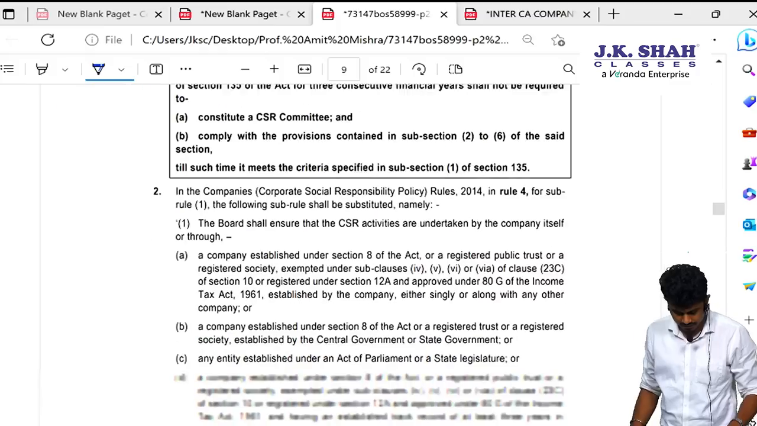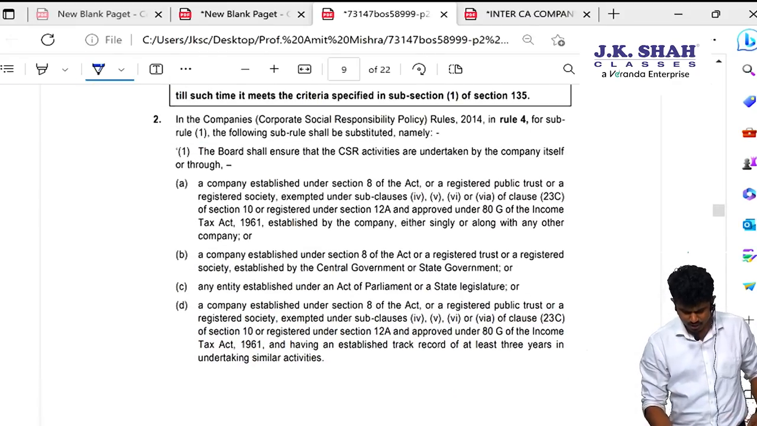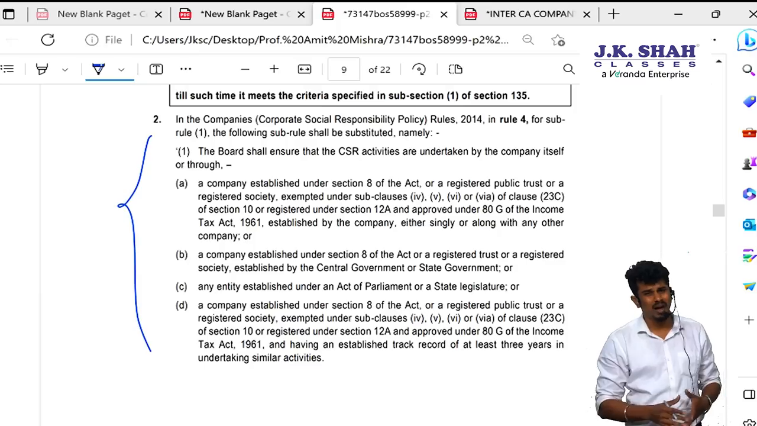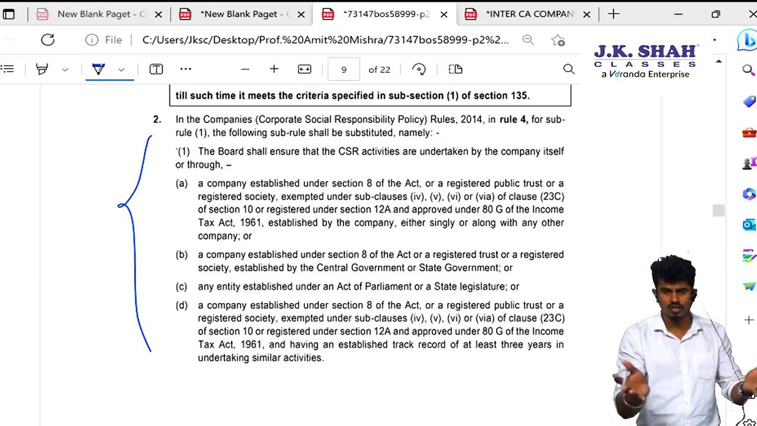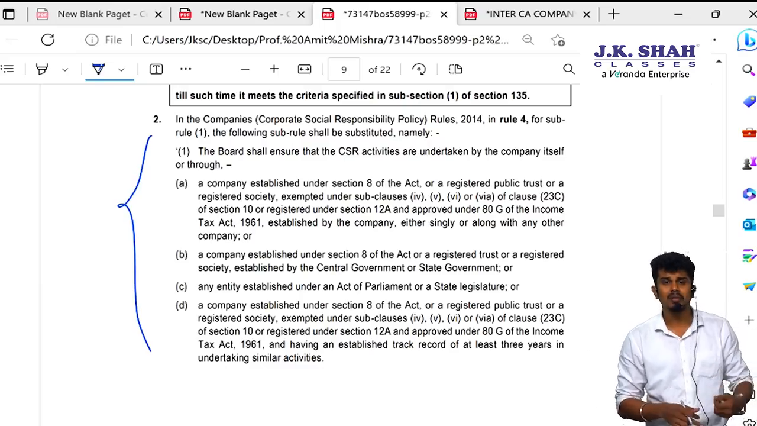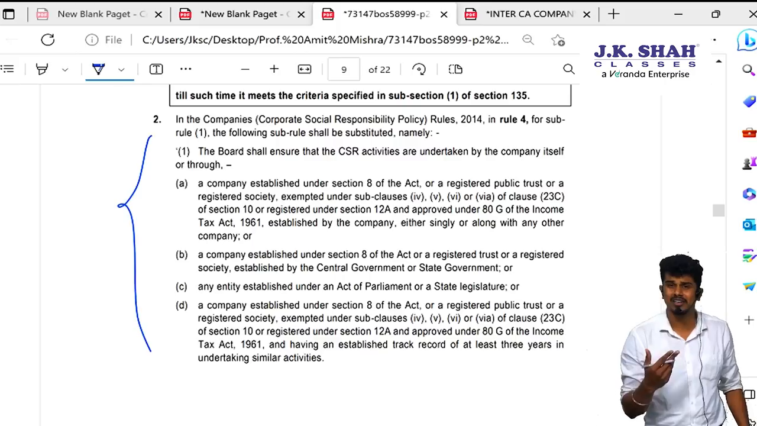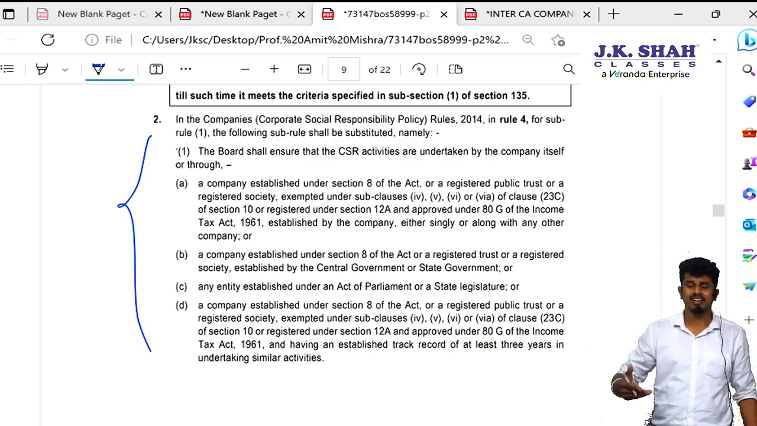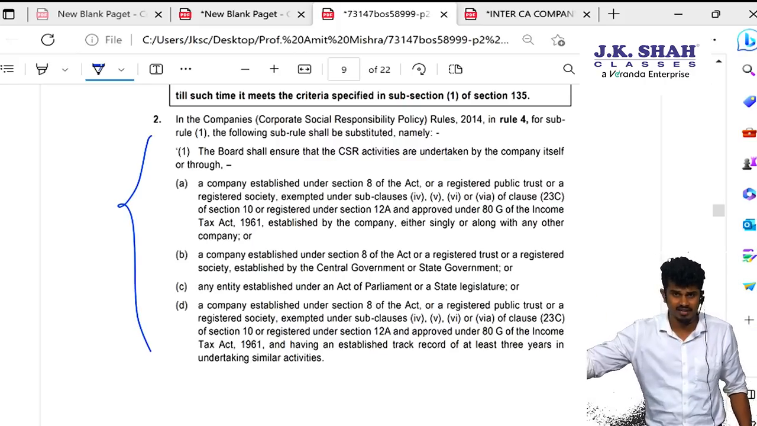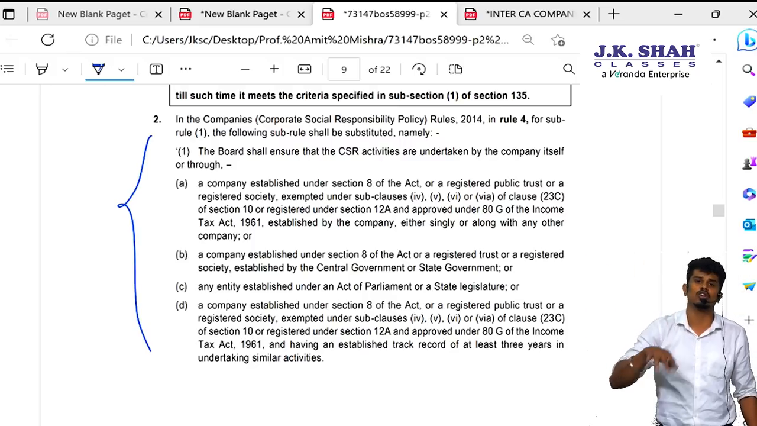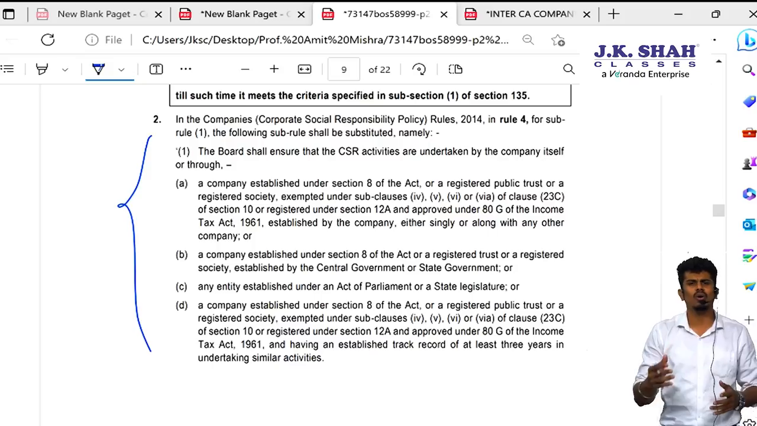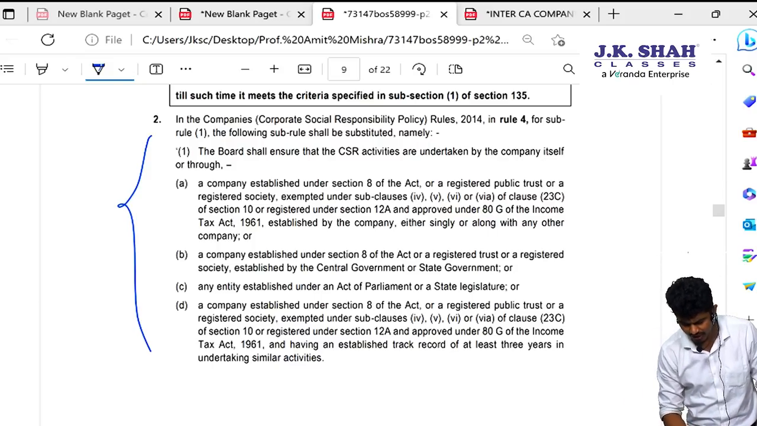Now moving again, this you don't need to learn by heart. This is just the route through which you will do CSR. A company does CSR through a Section 8 company, trust or society, or a Section 8 company, trust or society of government, or statutory body, or any random trust or society which has a track record of the last 3 financial years. This is all just basic requirement. You just need to read it. Please do not learn it by heart.